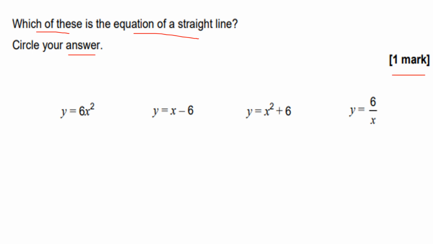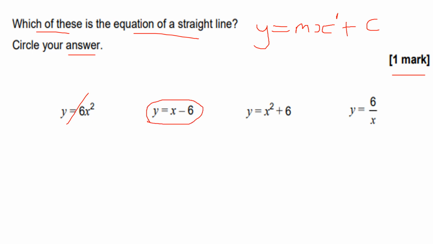Well, the equation of a straight line, guys, is in the form y is equal to mx plus c, where the power of x is a power of 1. The power of x is a linear power, it's a power of 1. That's a quadratic because it's x squared. That's a linear, so that is correct. That's the correct answer. But let's just check the others.